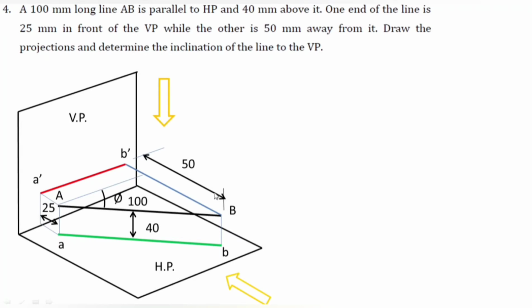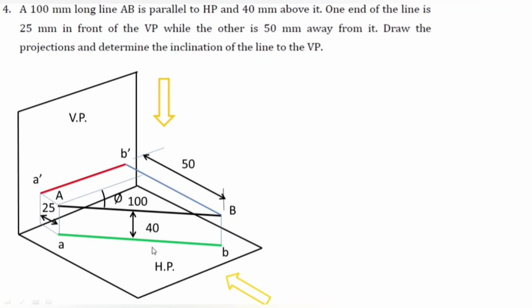So it is understood that if the two ends of the line have different distances from the respective plane, or you can say VP, then the line is inclined, because end A is 25 mm in front of VP, but end B is double the 25, you can say 50 mm in front of VP. So it is understood that the line is inclined to VP, but the line is 40 mm above HP, so it means the line is parallel to HP, right? So as we have studied in the previous case, its top view will give you the true length, which is named small ab, or the top view of the length of the line.